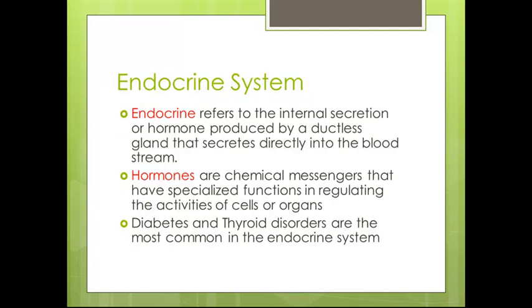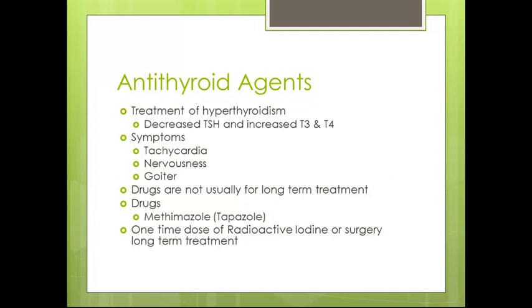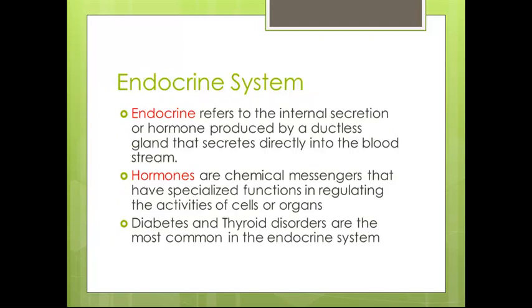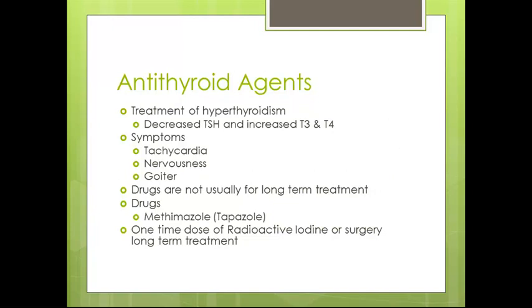Antithyroid agents. Treatment for hyperthyroidism. Decreased TSH and increased T3 and T4. Symptoms: tachycardia, nervousness, a goiter or enlarged thyroid gland. Drugs are not usually for long-term treatment. Drugs usually are used in between the gaps of getting either radioactive iodine treatment or surgery, which are more of our long-term treatments for this condition.